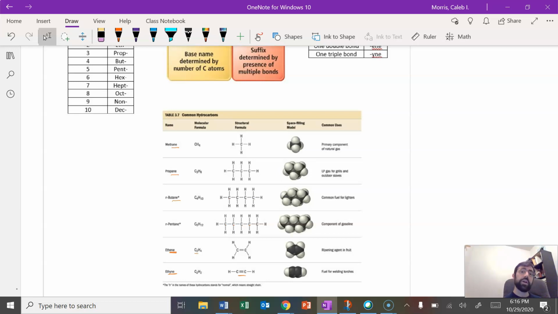And that's it for the Lewis structure notes and the organic chemistry notes. Go ahead and work on the practice and let me know if you have any questions.